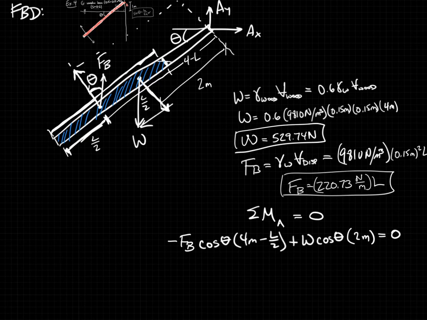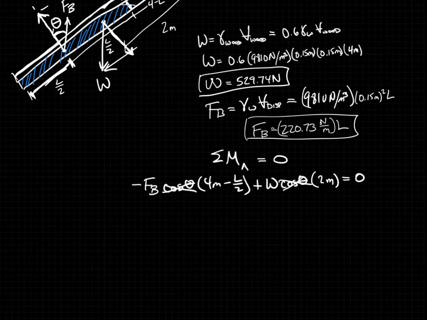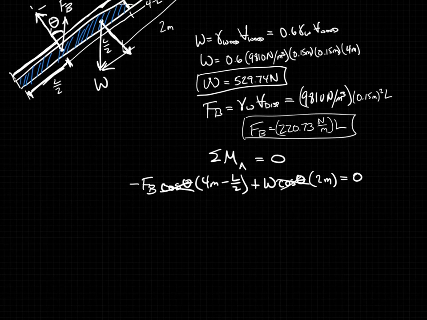Luckily, these cosine thetas are going to go away, since they're in both terms. I'm going to plug in for FB, and I get negative 220.73 newtons per meter.